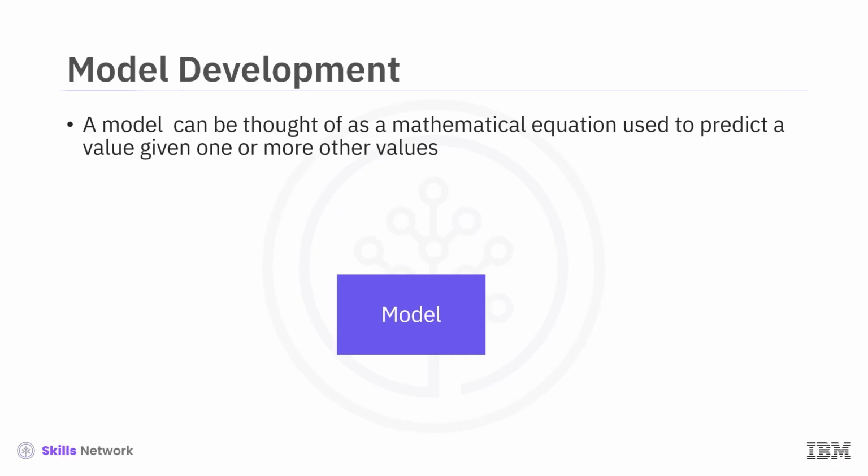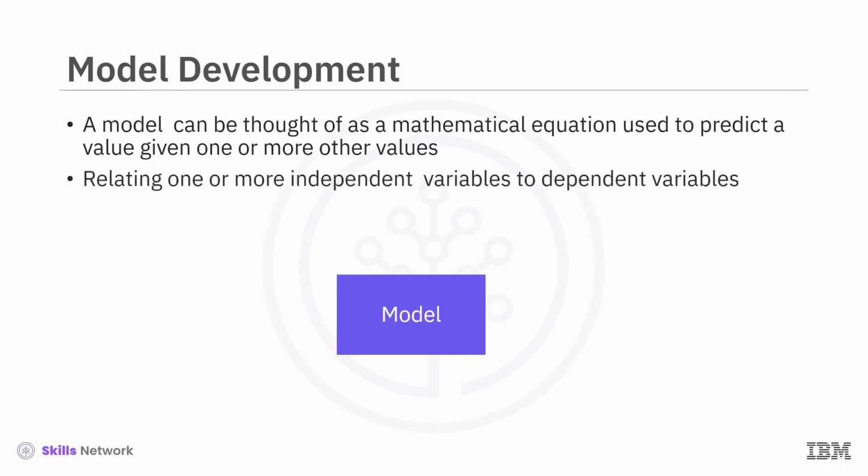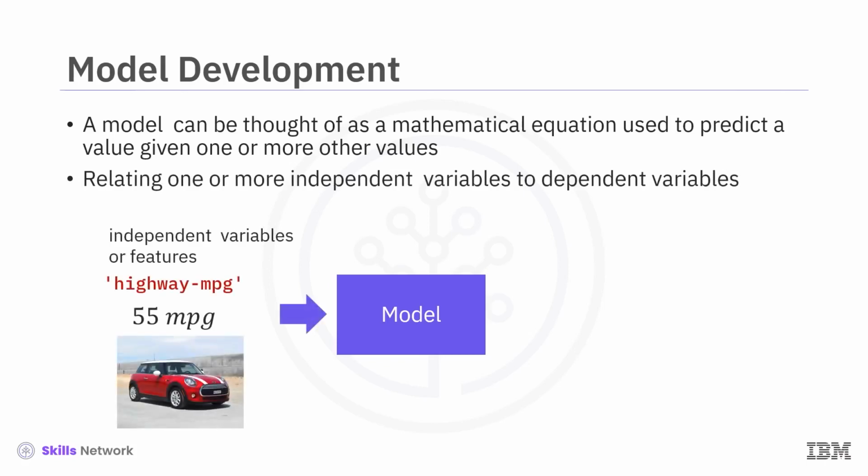A model or estimator can be thought of as a mathematical equation used to predict a value given one or more other values. Relating one or more independent variables or features to dependent variables. For example, you input a car model's highway miles per gallon as the independent variable or feature. The output of the model or dependent variable is the price.